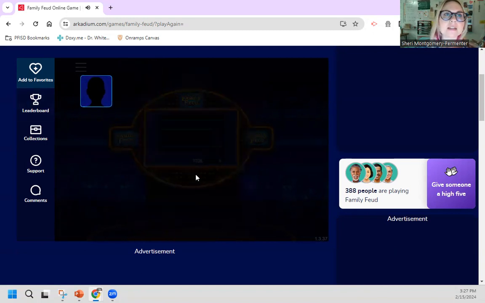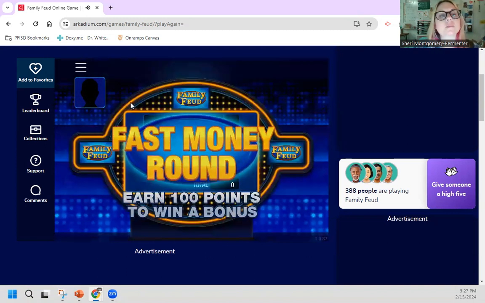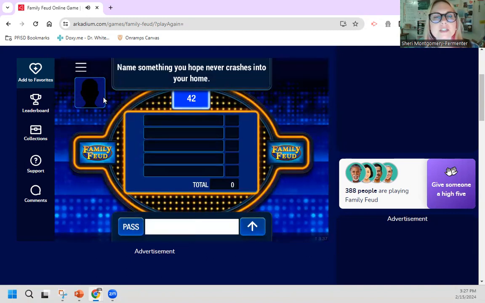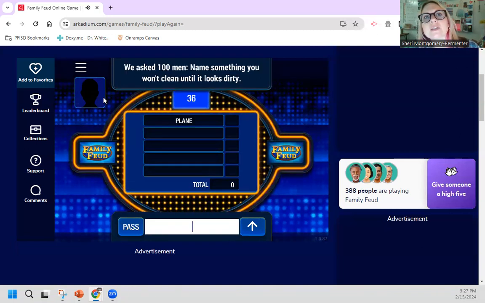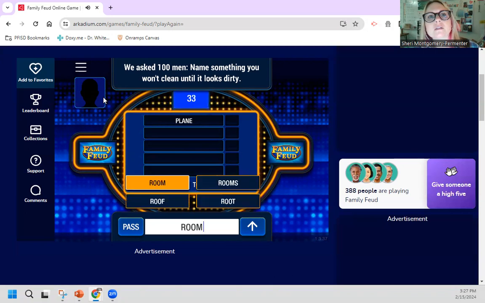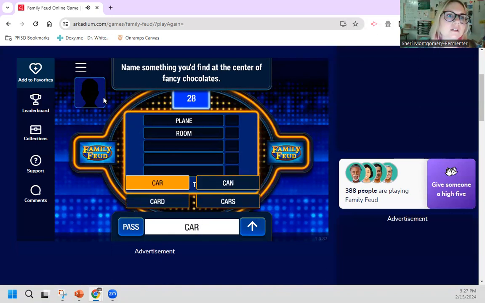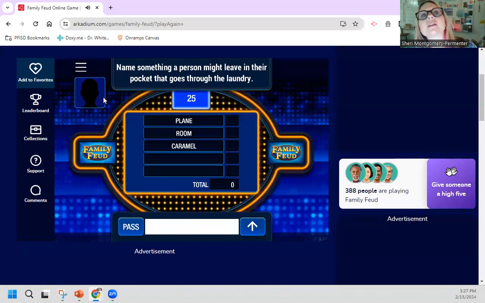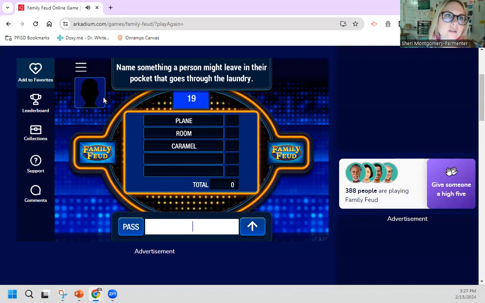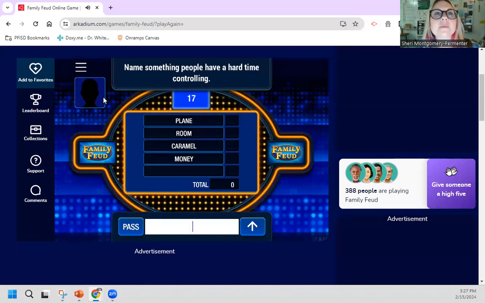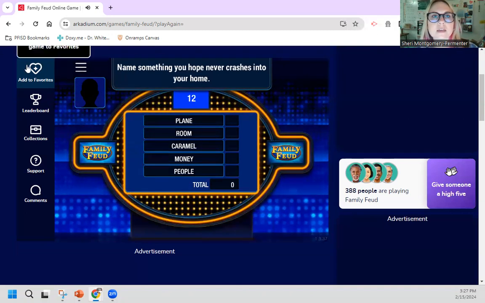We're on to the fast money round and then we're done. Name something you hope never crashes into your home. Yeah, I agree. Name something you won't clean until it looks dirty. Name something you'd find at the center of fancy chocolates. Ah, okay, it auto-corrected. Name something a person might leave in their pocket that goes through the laundry. Name something people have a hard time controlling. I think people or dogs. See how we did.